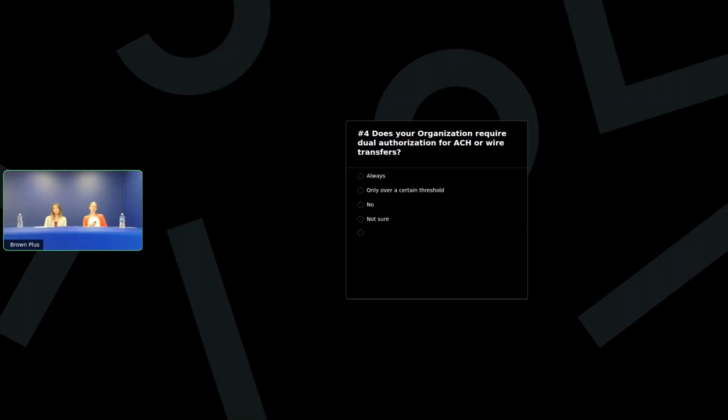All right, so polling question 4: assuming you have ACHs or wire transfers as an option, are you requiring any kind of dual authorization? So somebody can go in and initiate, but then somebody has to go in and approve that ACH or wire transfer as well. So yes, all the time, every transaction; maybe it's only over a certain threshold, so anything over 100,000 requires a dual approval; no, any amount of a wire can be initiated by one person alone; or you're not sure. I'll give you a couple seconds to think about that.